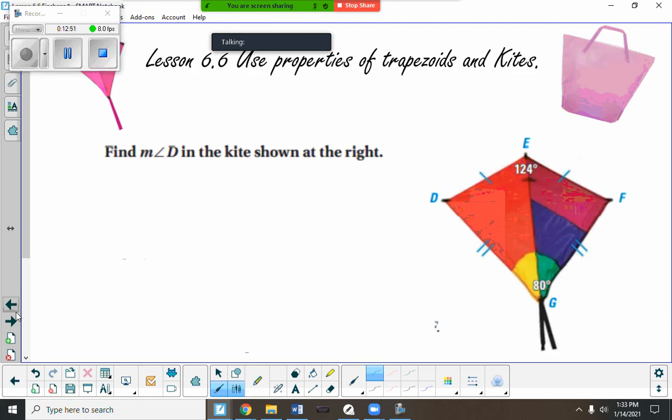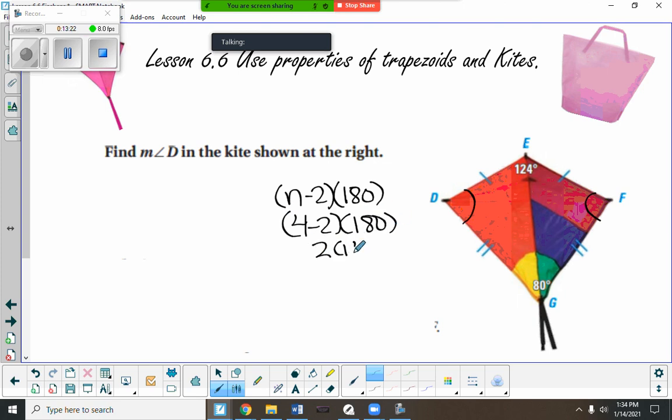So it says, find the measure of angle D in the kite shown at the right. Well, first of all, we know 2 of the angles. And we know that angle D and angle F are congruent. So what we're going to do is figure out what they should all add up to. So if you don't remember, you can use the formula. The sum of interior angles is n minus 2 times 180. So that would be 2 times 180, which is 360. So all 4 angles should add up to 360.